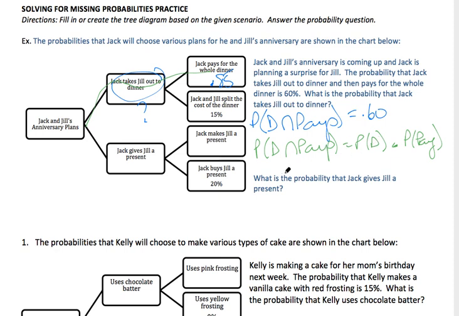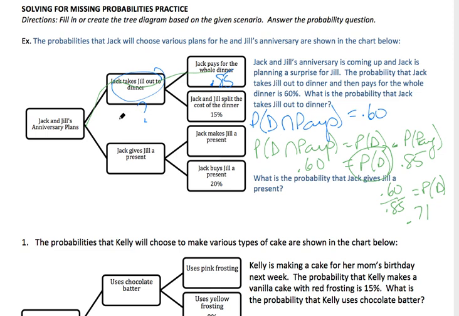Okay, so now we just fill in the blanks. We know that one is 0.6. We don't know this. The probability of taking her out to dinner is what we don't know. And then the probability of paying is 0.85. This probability that he takes her out to dinner is the unknown, and that's what we're going to solve for. Okay, so we divide both sides by 0.85. So 0.6 divided by 0.85 is equal to the probability that he takes her out to dinner. And when we use our calculator, we get 0.71.